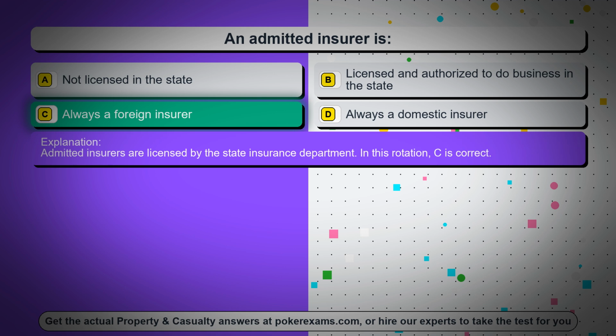Admitted insurers are licensed by the state insurance department. In this rotation, C is correct.